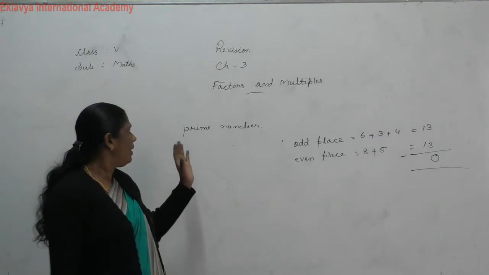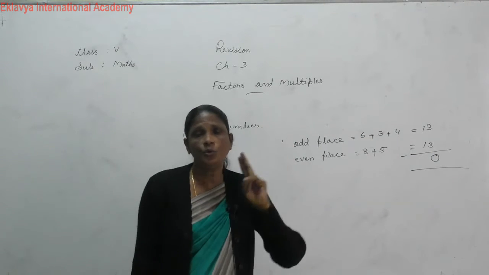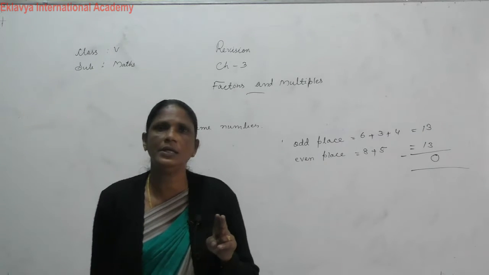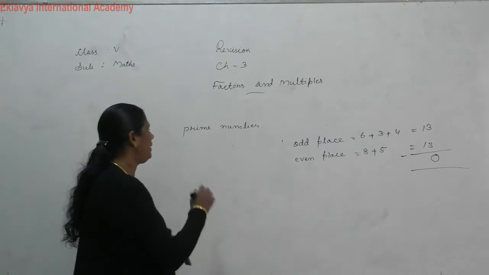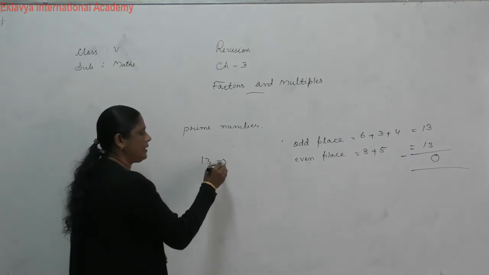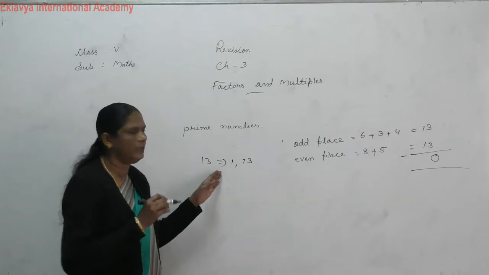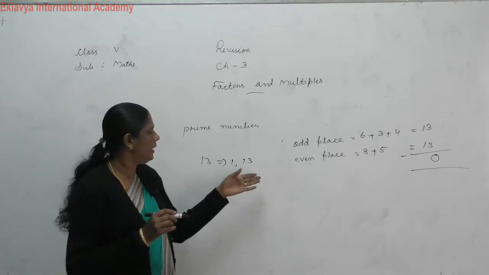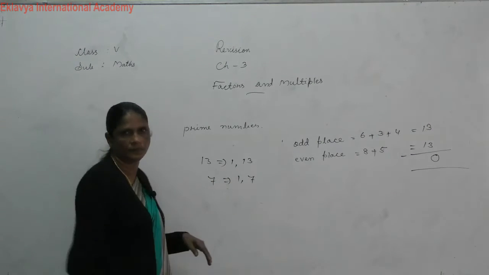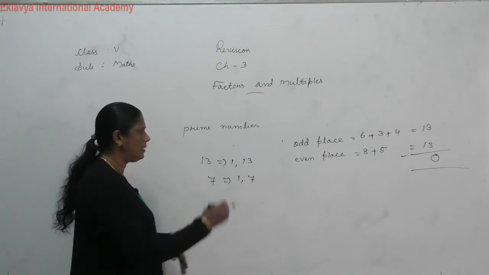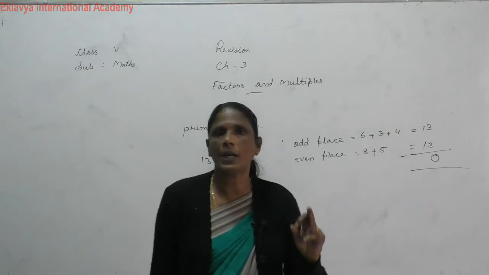A prime number is a number which has two factors, that is 1 and itself. Then I write 13. What are the factors of 13? 1 and 13. Then 7. What are the factors of 7? Only two factors, 1 and the number itself. That number is called a prime number.